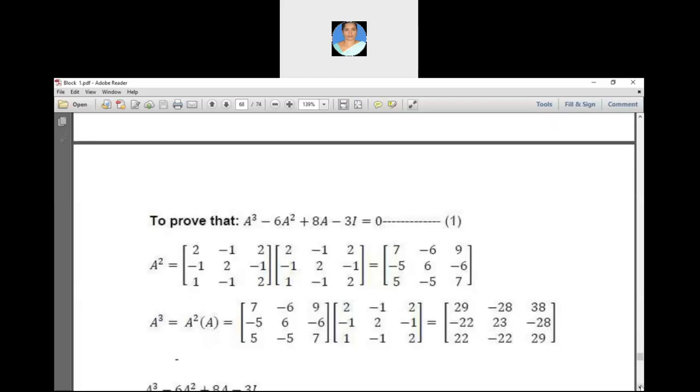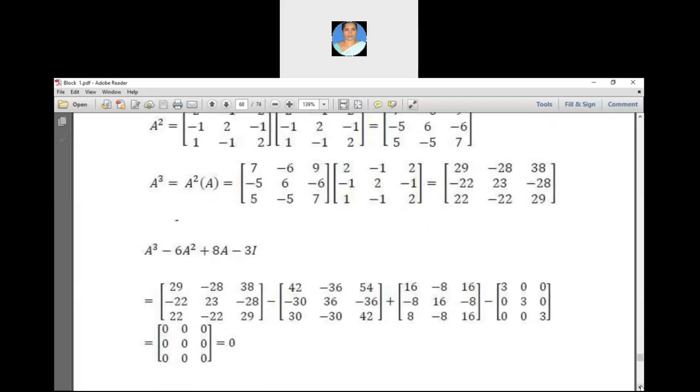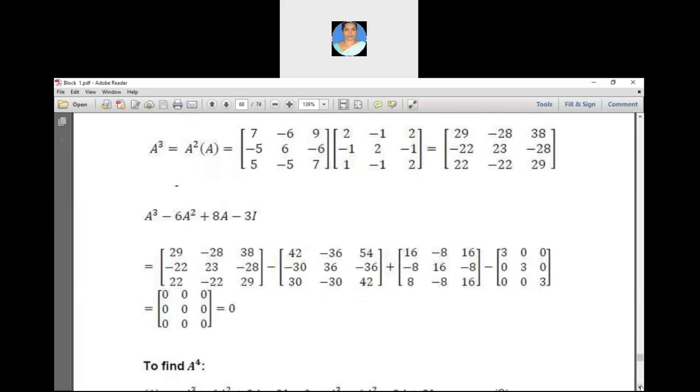Already we know the Cayley-Hamilton equation: A cube minus 6A square plus 8A minus 3I. Then we substitute A cube, A square, A and the identity matrix. Simplifying, we get the final answer as the zero matrix, where every element is 0. Therefore, the given matrix satisfies its own characteristic equation.